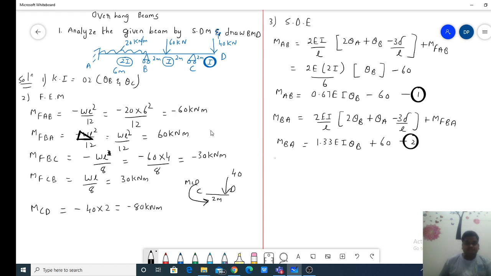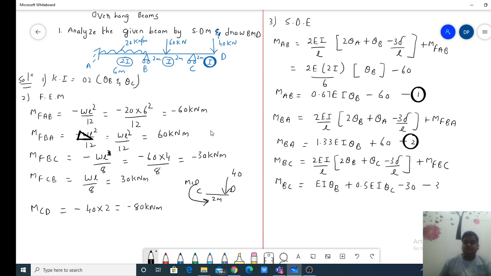Now similarly, if you solve for MBC, so MBC when I am solving, this will be 2EI upon L, right? So 2 theta B plus theta C minus 3 delta upon L plus MF BC. Substitute the values and then you will be getting MBC. MBC is equal to EI theta B plus 0.5 EI theta C minus 30. So this is equation number 3.